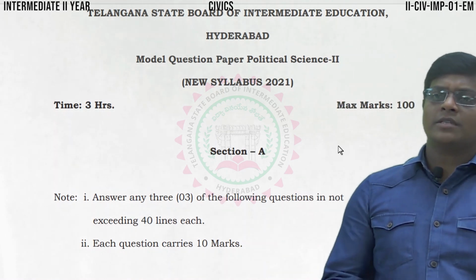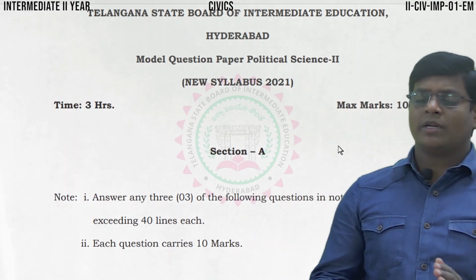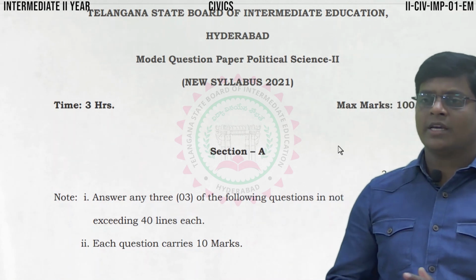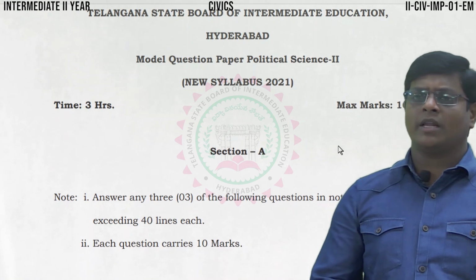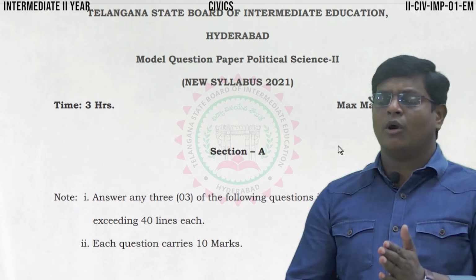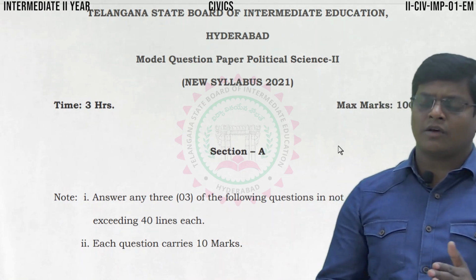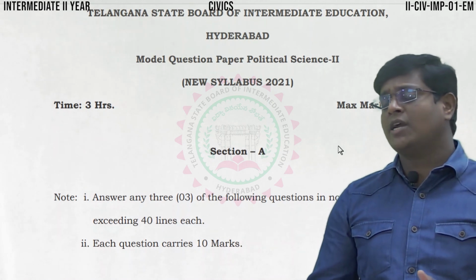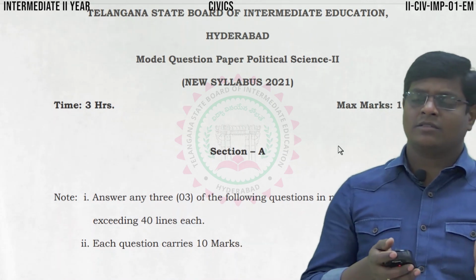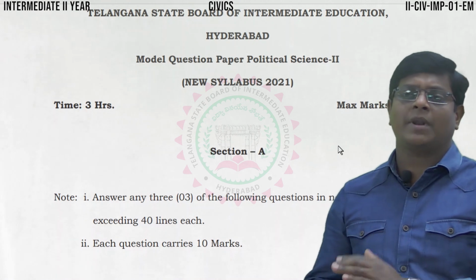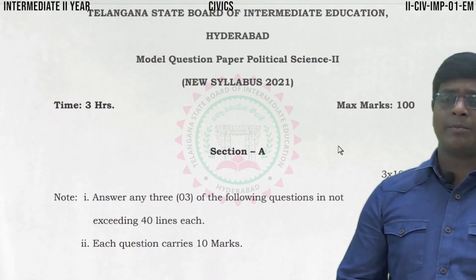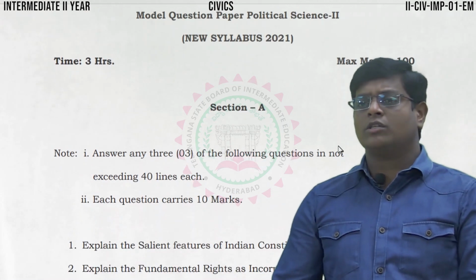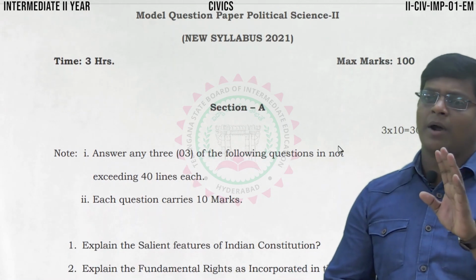Today we are going to discuss important questions for the second year political science, that is civics. This time, due to coronavirus, the Board of Intermediate released a model question paper with lots of changes. So we have to try to understand the changes placed by the Board of Intermediate this time in our question paper pattern. Our question paper contains three parts.